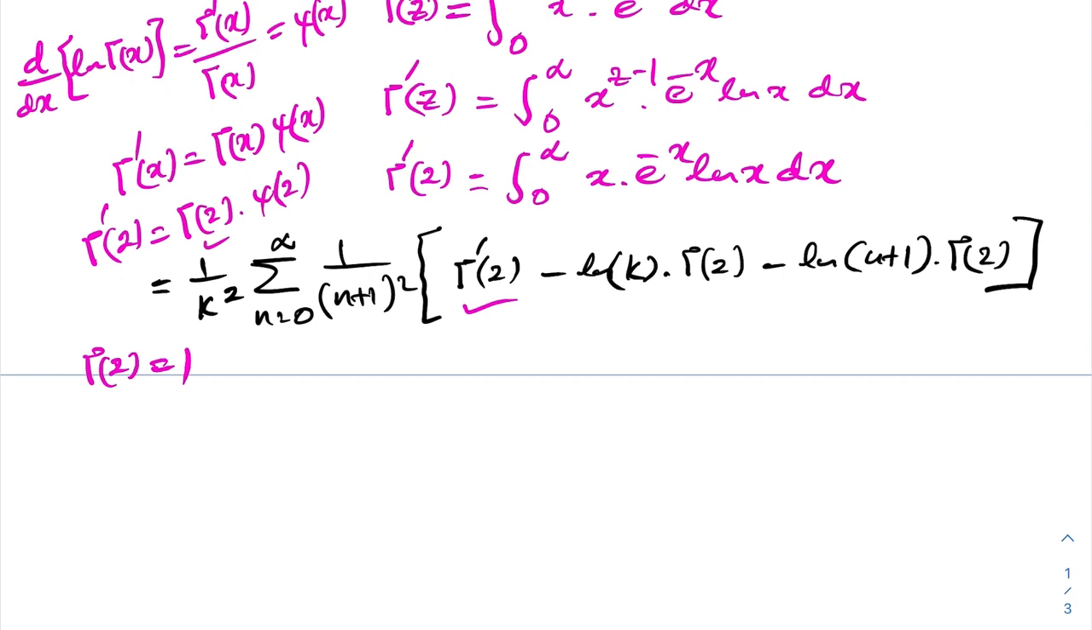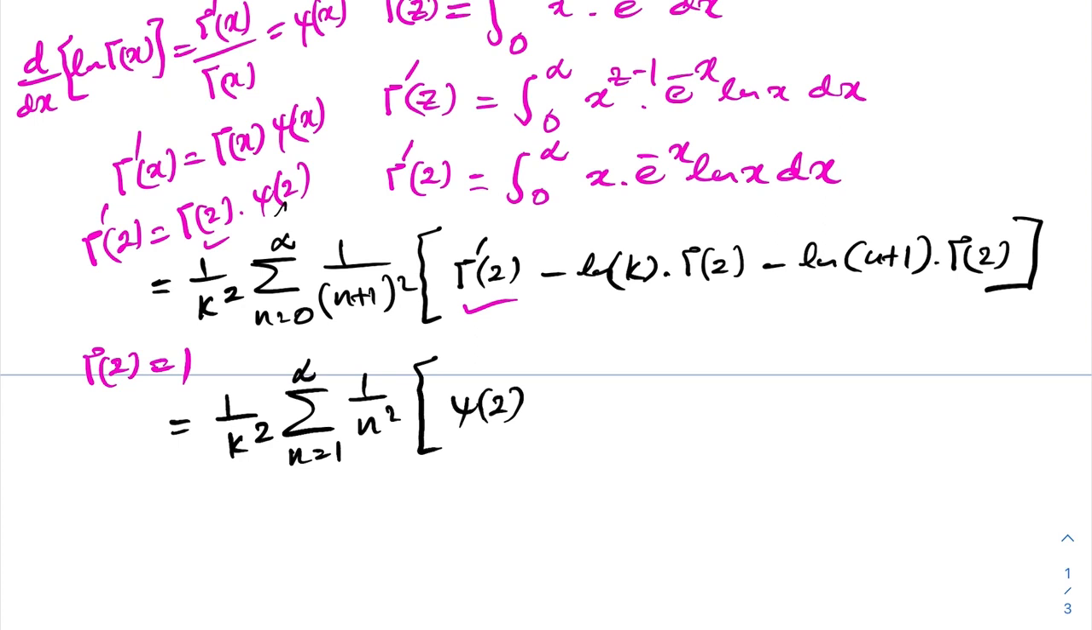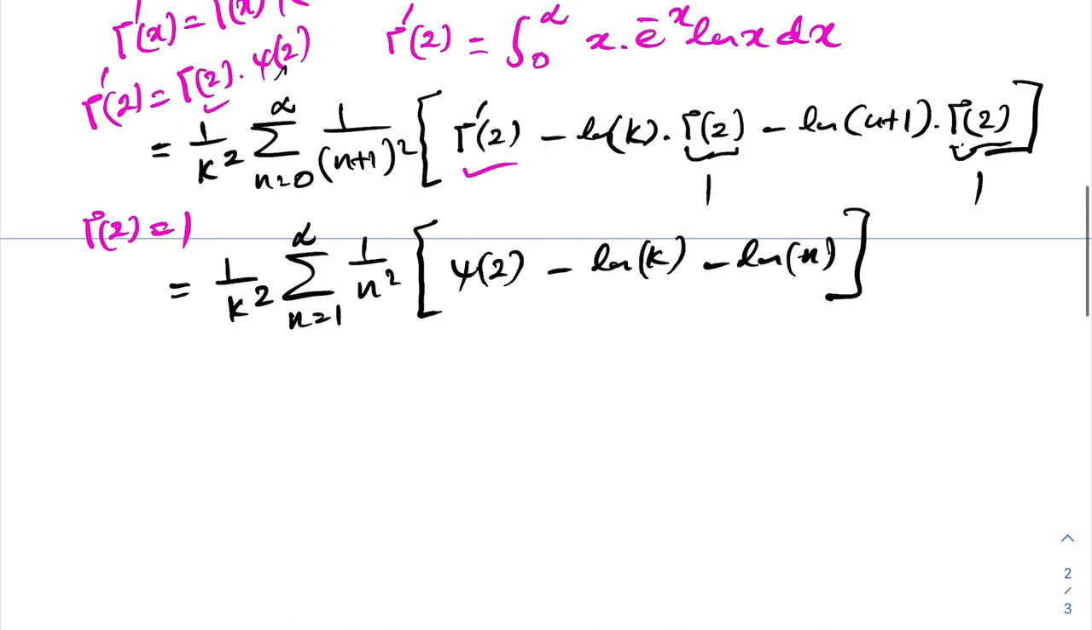So we can write 1 over k square sum of, now again I am going to shift the index, n is equal 1 to infinity, so here we have 1 over n square. Then here gamma dash of 2, we know digamma of 2 minus natural log of k, gamma of 2 we know is 1. Here natural log of, now we shift the index, so here natural log of n. Then here 1 over k square sum of n is equal 1 to infinity 1 over n square.